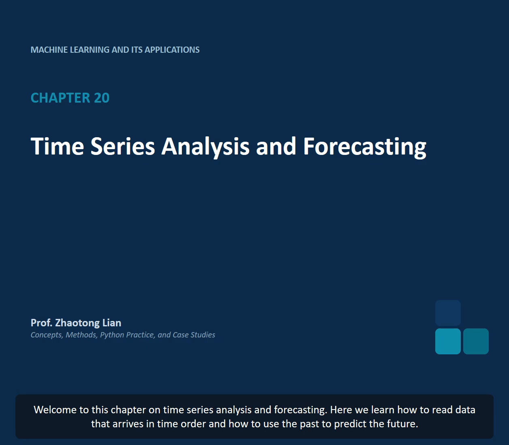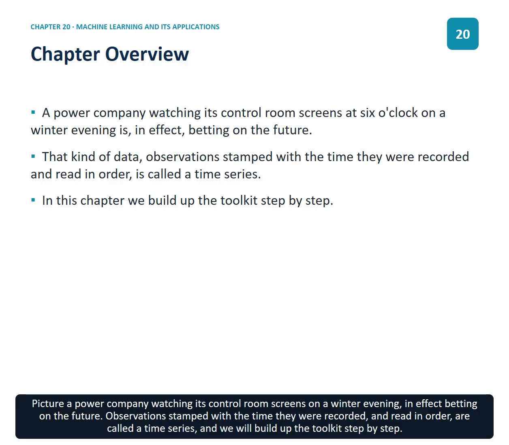Welcome to this chapter on time series analysis and forecasting. Here we learn how to read data that arrives in time order and how to use the past to predict the future. Picture a power company watching its control room screens on a winter evening, in effect betting on the future. Observations stamped with the time they were recorded and read in order are called a time series, and we will build up the toolkit step by step.